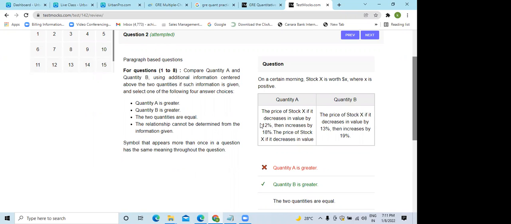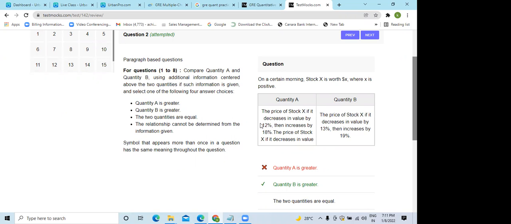Now, how do you approach such a problem first? We should always assume 100. Please make a note of it. 100 is always easy. Now the price of stock X, if it decreases in value by 12%, so what should be the value? 88. Got it? Correct? Yeah. Then it increases by 18%. So this has to be increased by 18%. 18 on 100 is how much? 0.18. So you use a calculator and tell me.